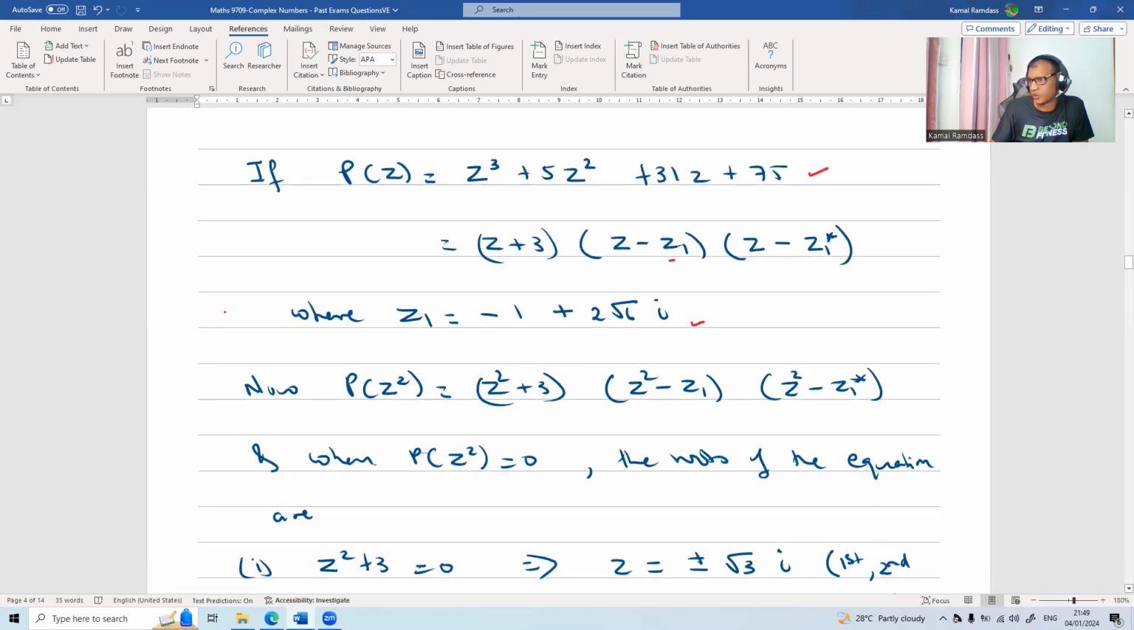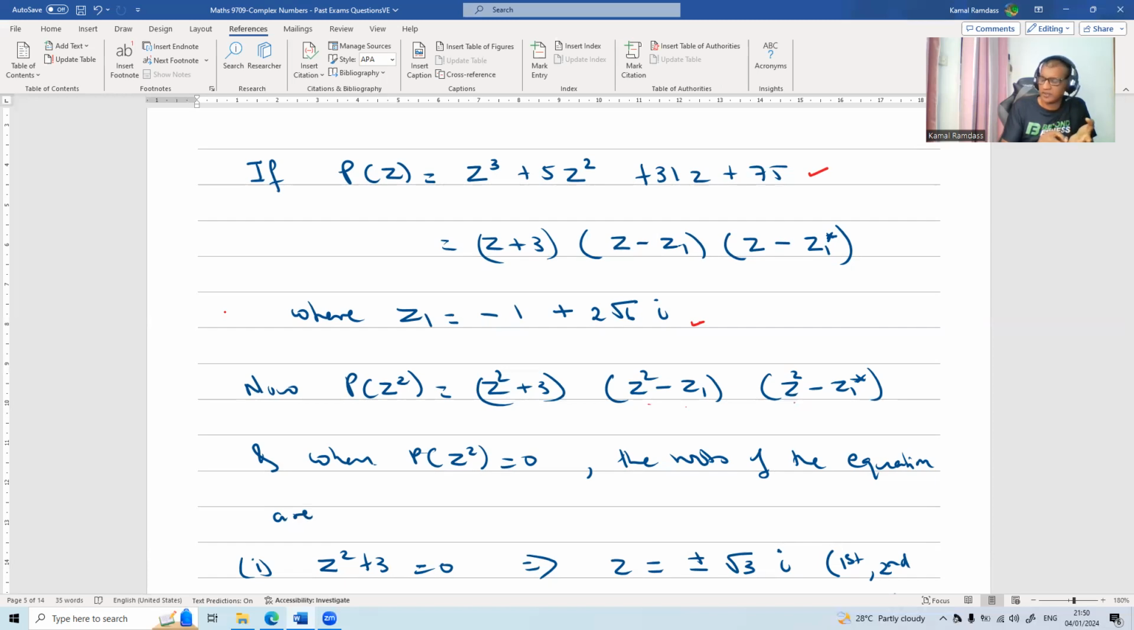Now, P(z²), ça veut dire que je remplace z par z². Attention. Non, pas ça. Je remplace z par z², avec (z² + 3)(z² − z1)(z² − z1 conjugate). C'est un polynomial of order 6. Quadratique, vous gagnez 2 roots.